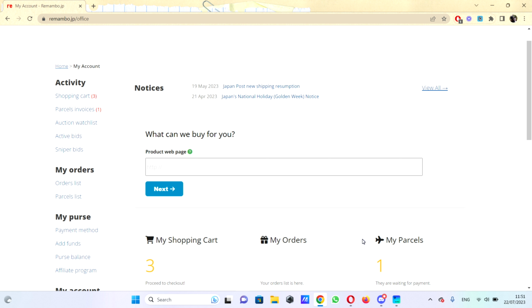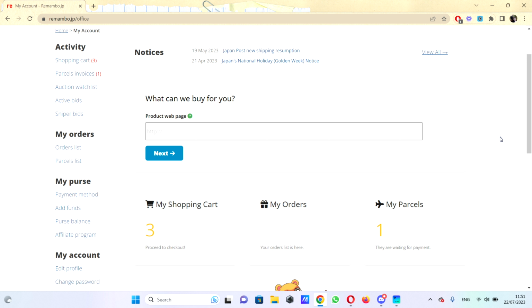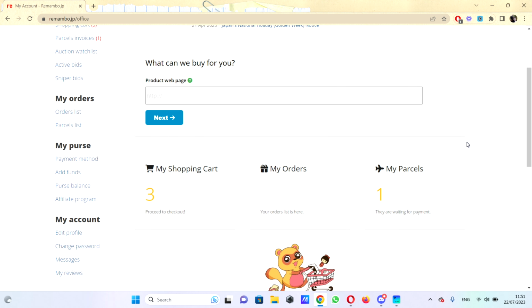Quick interruption. I checked my email when I woke up today, and I saw an update from Remambo that 6 hours after I submitted the parcel, it's actually already packed. And so I thought I'd show that too, just in case you want to see the entire way. This is my account, so shopping cart, the 3 that I put in before, my orders, and as you can see, because the parcel has been packed already, it's in my parcel cell 1, and it says they're waiting for payment. So let's click on that.